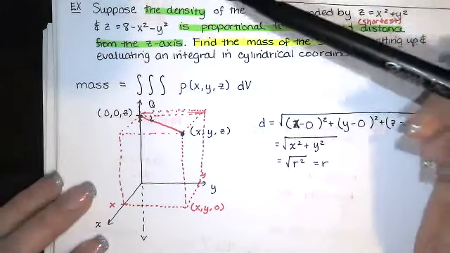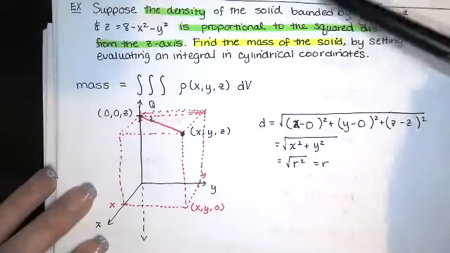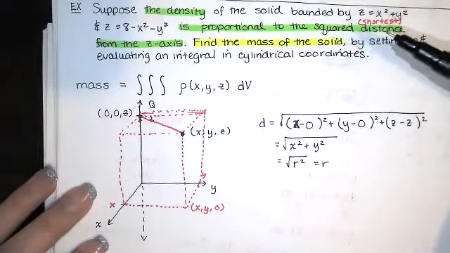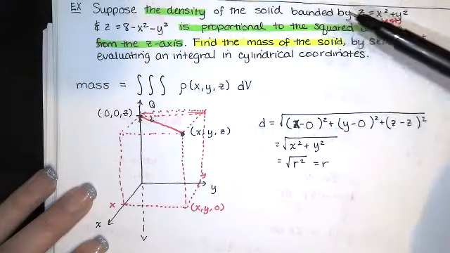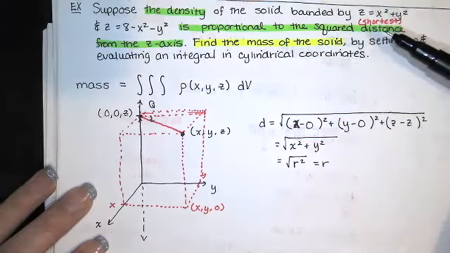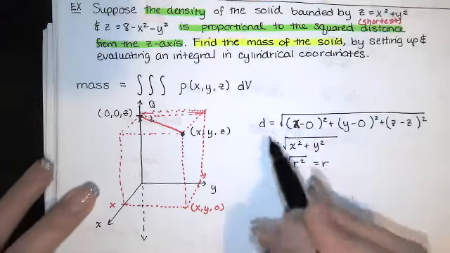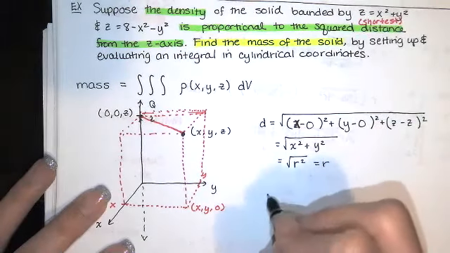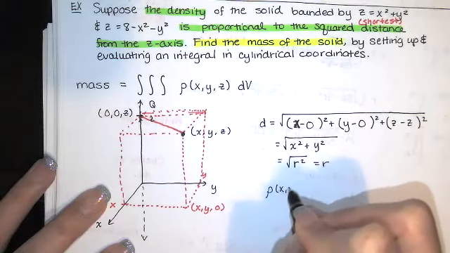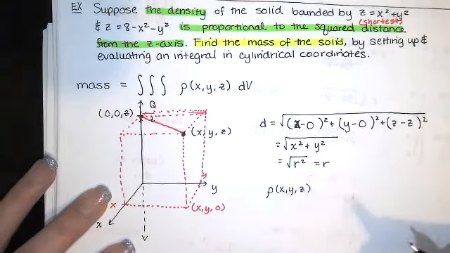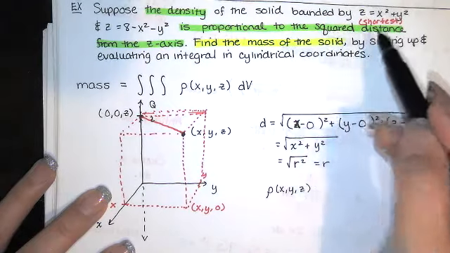It says, suppose the density of this solid is proportional to the squared distance, the shortest squared distance from that point to the z-axis. So the density is not actually proportional to the distance. The density is proportional to the squared distance.